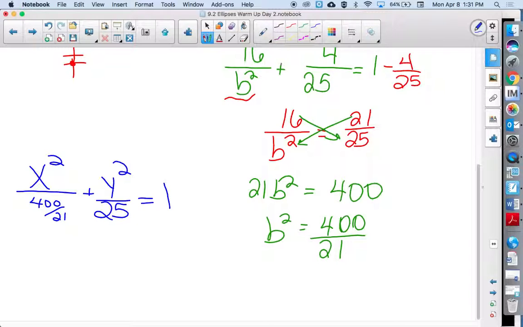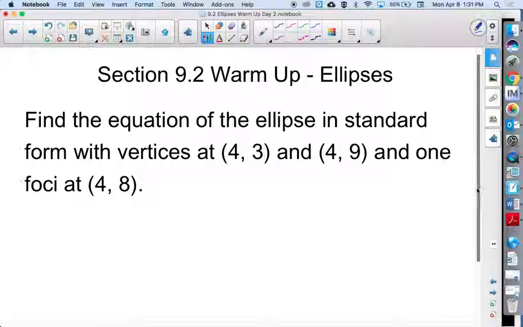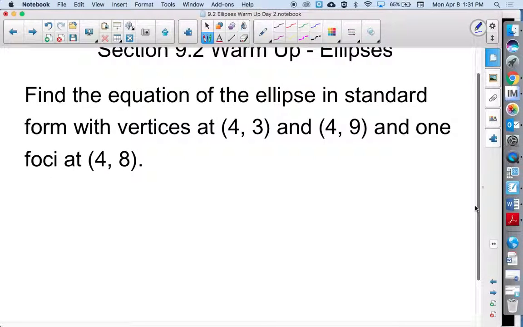So just looking at the warm-up problem, we have an ellipse, we want it in standard form. Vertices are at 4, 3, and 4, 9. So without graphing it, just looking at the value that changes, that tells you the direction. Feel free to graph. It's easier to see visually if you make yourself a little picture. But this is vertical because the y is changing.